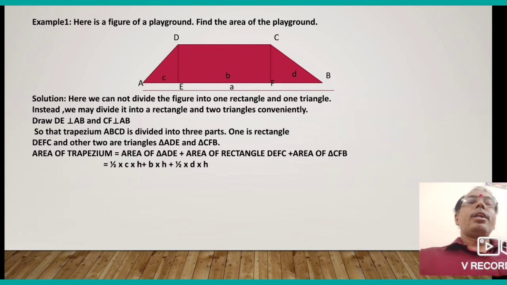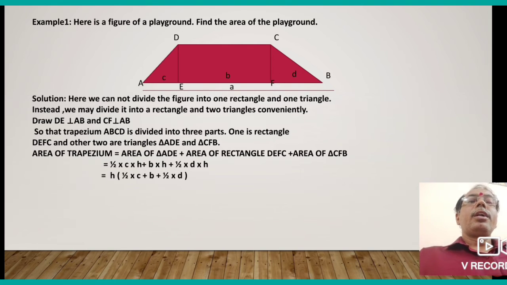Now see this. Area of trapezium is the sum of the areas of triangle ADE, rectangle DEFC, and the area of triangle CFB. So area of a triangle, we know, is half into base into height. First, base is C, height is always taken as h: half into C into h, plus, next, rectangle: breadth is h, length is B, length into breadth, that is B into h, plus again here half into base into height, base is D, height is h.